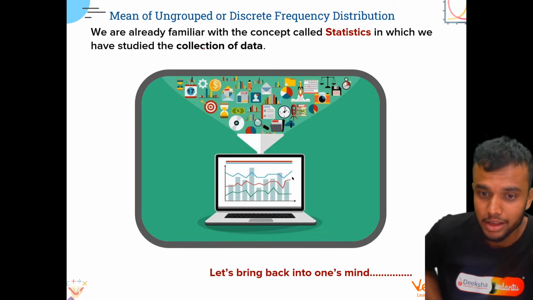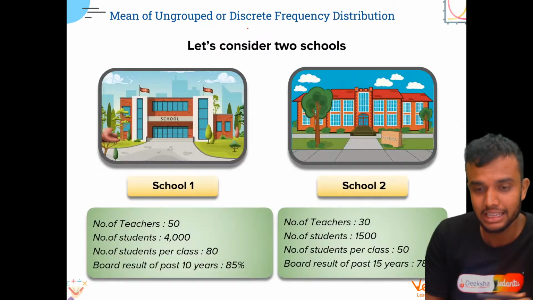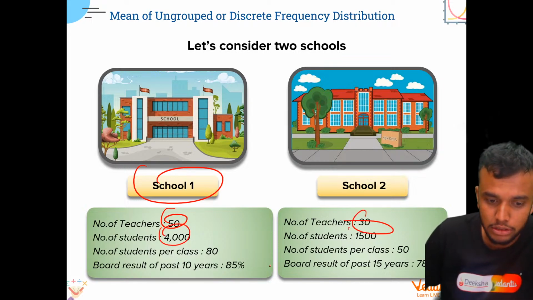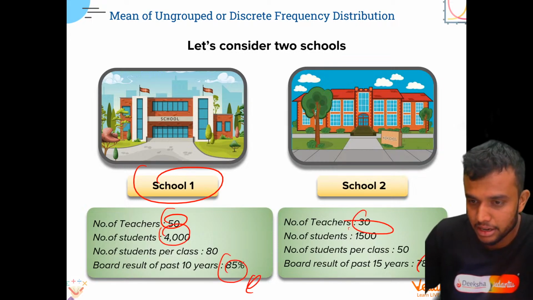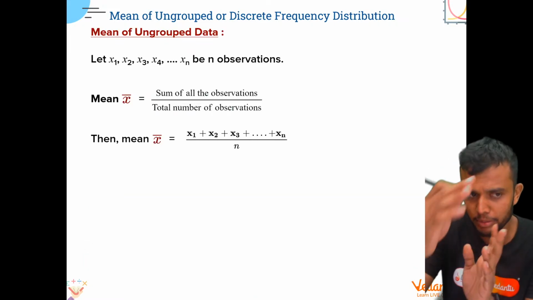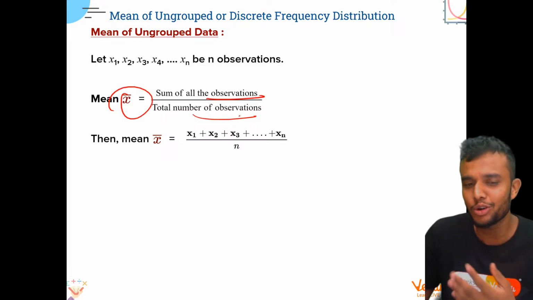Come on, let's start with mode. Sorry, first mean. How to find the mean? Students, we are already familiar with the concept called statistics in class 9 everywhere. For example, in school, the number of teachers is 50, 30, then 4,000 students, then year percentage 78. For this, statistics is very, very important. What is mean? How to find out the mean? Very simple, students. Mean is the sum of all the observations to the total number of observations.